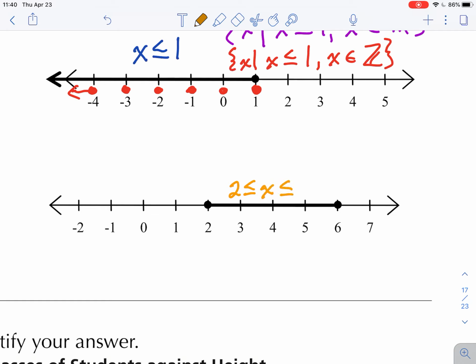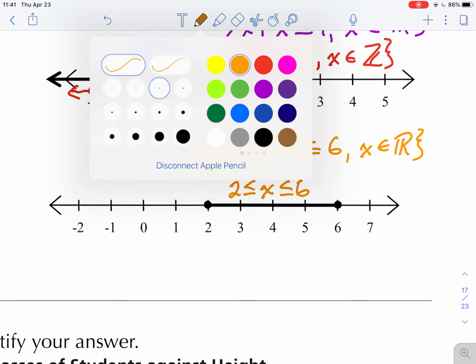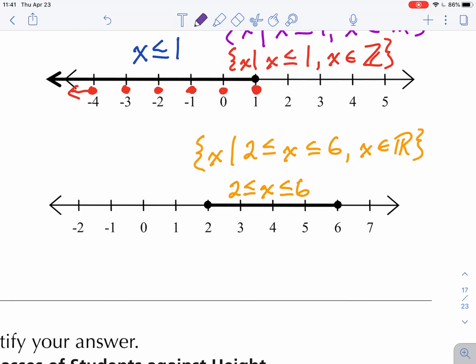All right, our last one. Do the same thing. Let's take a look at our 2 is less than or equal to x, which is less than or equal to 6. So x is anywhere in that range. So our variable is x such that 2 is less than or equal to x, which is less than or equal to 6, and x could be any real number between those two.